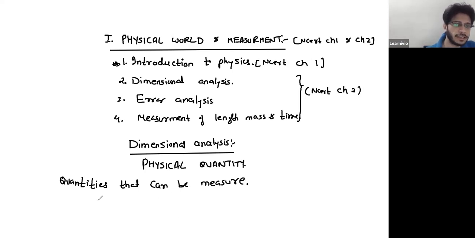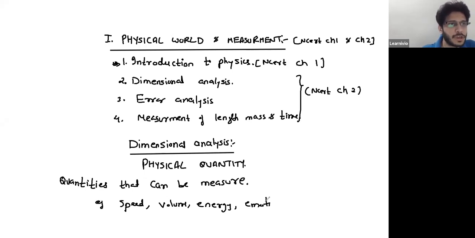Next, for example, speed is a physical quantity. Volume is a physical quantity. Energy is a physical quantity. Can I say that emotions are a physical quantity? No, sir. Can't measure emotions. So emotions cannot be considered a physical quantity. Rather, we can consider force as a physical quantity. So these are some examples of physical quantities: speed, volume, energy, force. So just note it down. Let me know if you have any doubts in it.